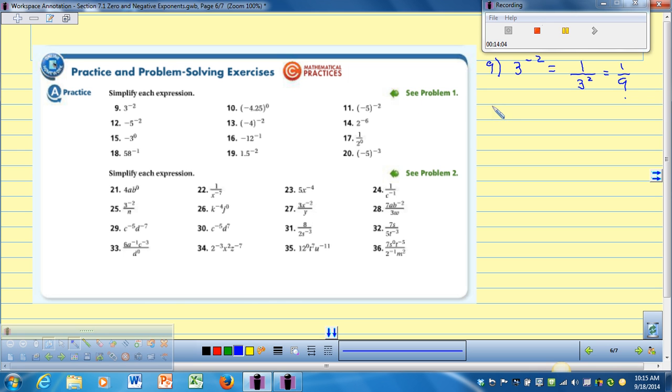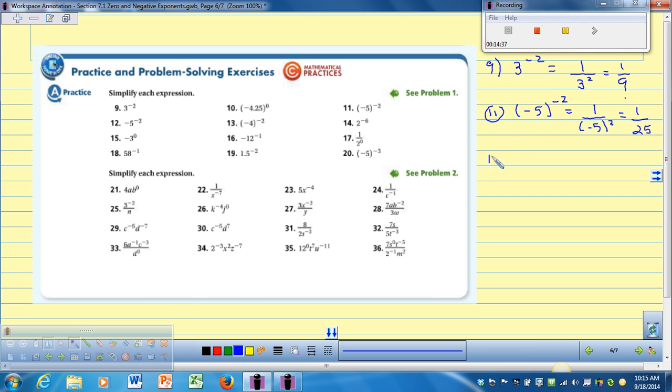All right, 11. So 11, what does it say? Negative 5 to the negative 2? Is that correct? All right. So what do we do here? The negative exponent, 1 over negative 5 in parentheses squared, which is 1 over 25.